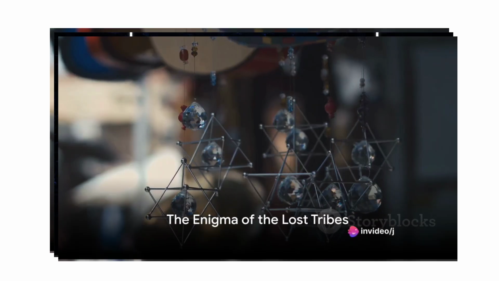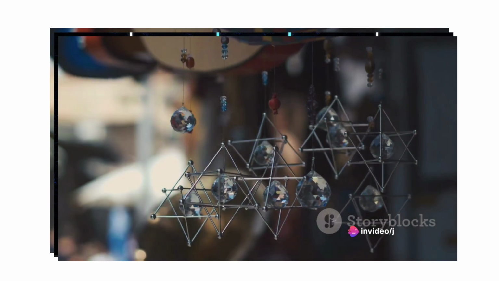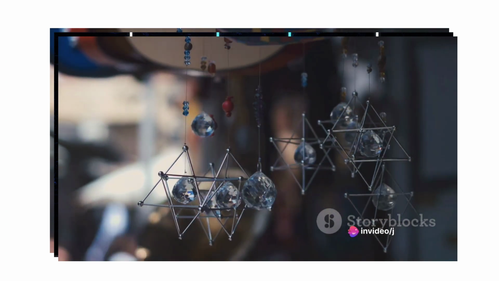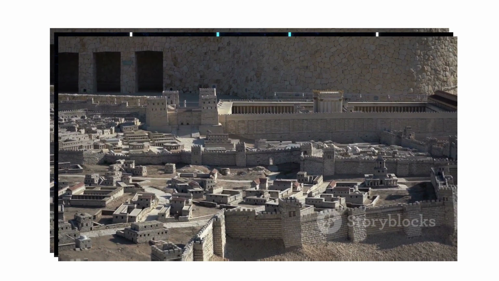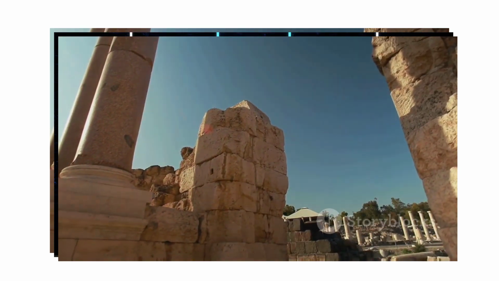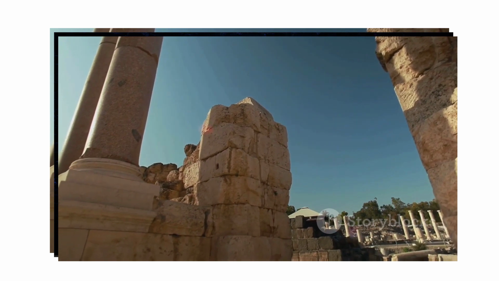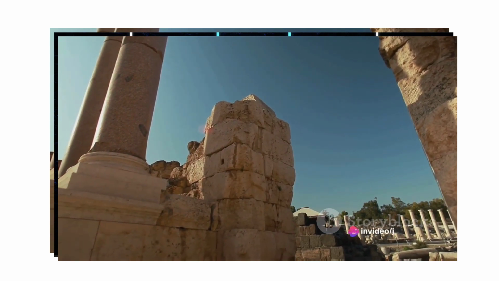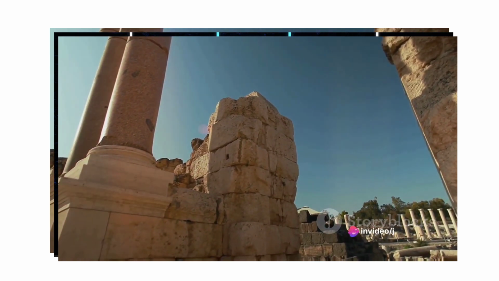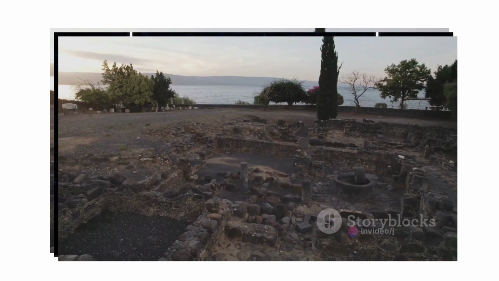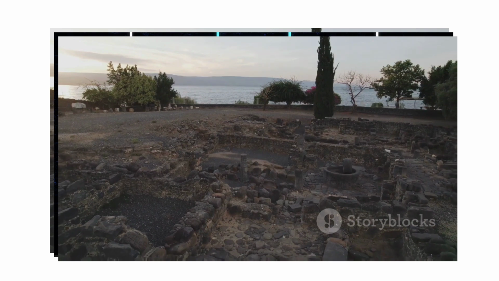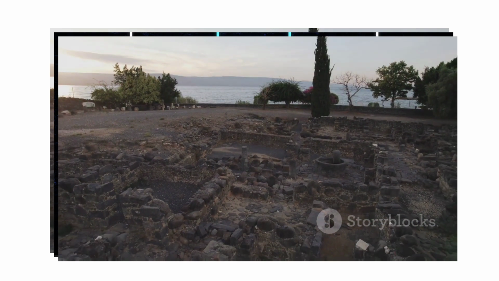Have you ever pondered over the mystery of the lost tribes of Israel? What if they are not really lost? Picture this, we're journeying back to the 8th century BCE, to the Kingdom of Israel, home to 12 tribes. 10 of these tribes vanished from historical records after the Assyrian invasion, a puzzle that has intrigued scholars, historians, and theologians for centuries.